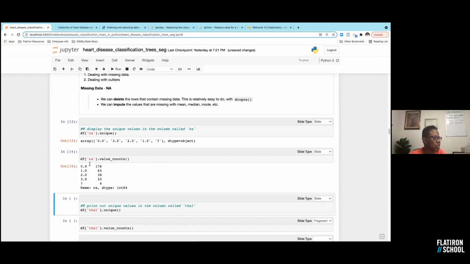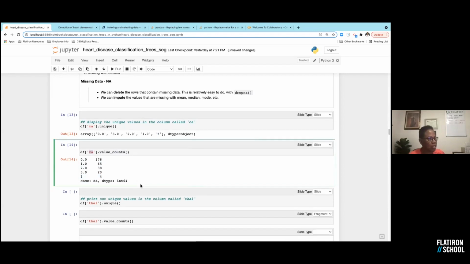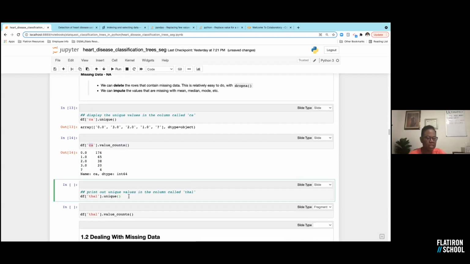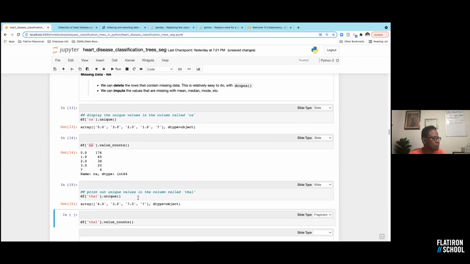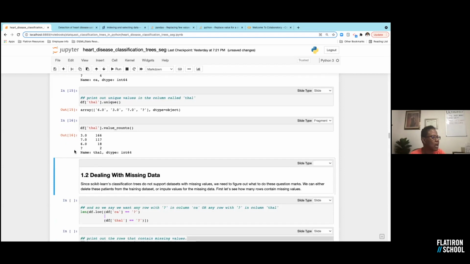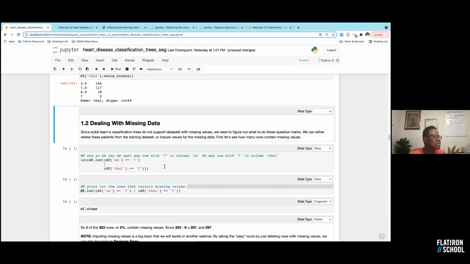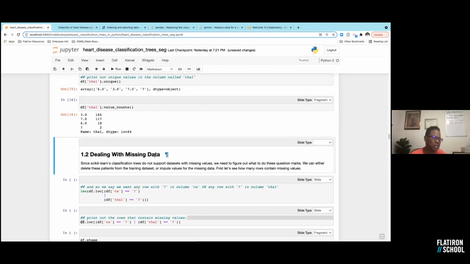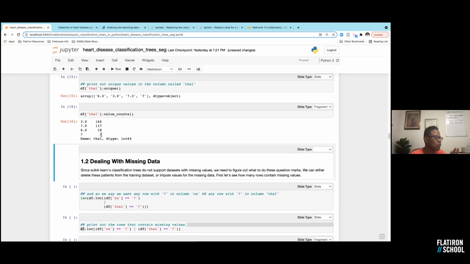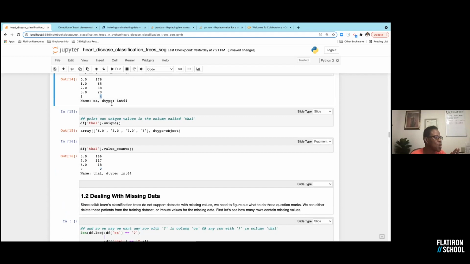So if we looked at the unique, we saw those values. If we use the same method again, value counts, we see we have 4 question marks for the CA category. Similarly, this one has some question marks as well. There are 2. So we want to take care of those missing data, right? So if we notice, we have 2 here and we have 4 here.